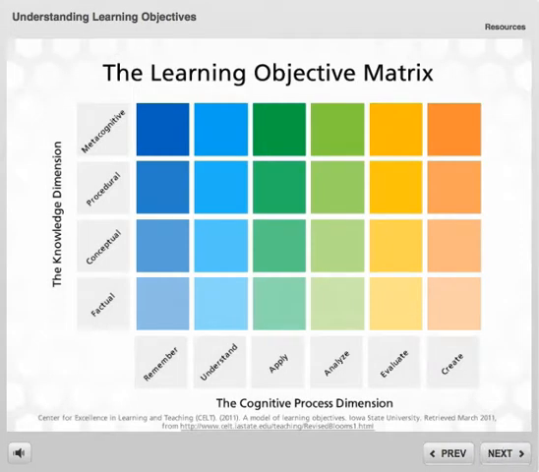Now that we have discussed the effectiveness of cognitive domains within learning objectives, let's look at how objectives are created. Knowledge and cognitive processes combine to create learning objectives. The following is a visual example of this process. Hover over each of the squares to see an example of a learning objective. When you are ready, click the Next button to continue.